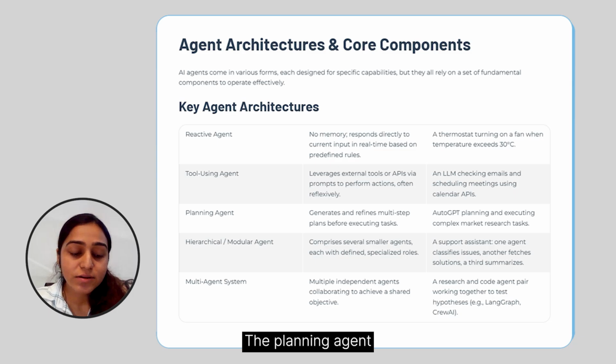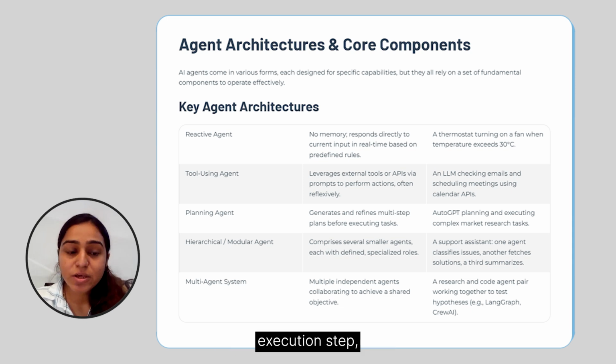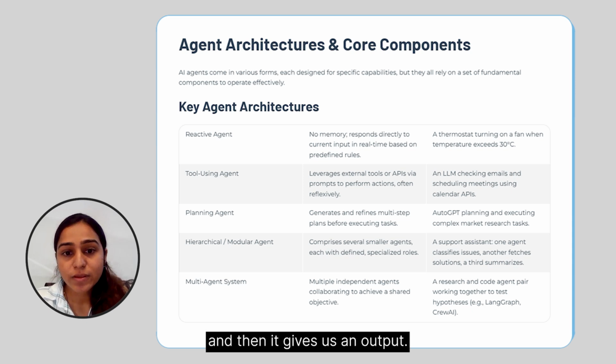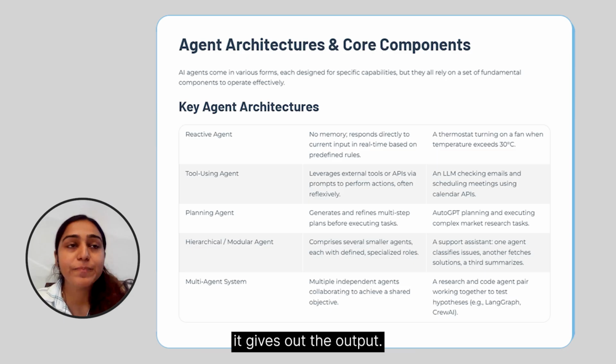The planning agent. So here, before giving an output, the planning agent plans an entire execution step, and then it gives us an output. So it thinks about it, it reasons, it plans what step will come after what, and based on that, it gives out the output.